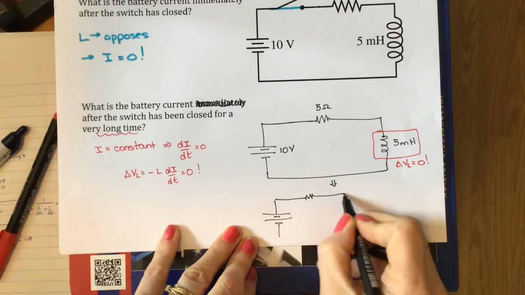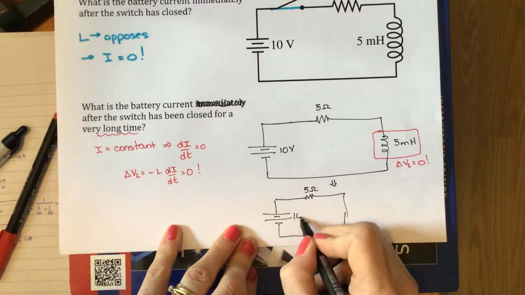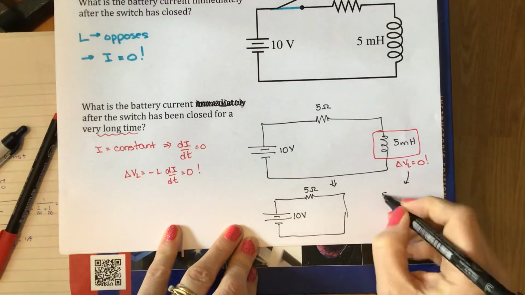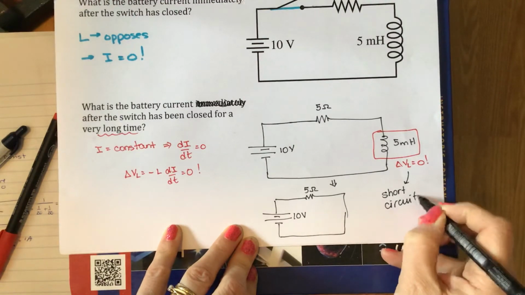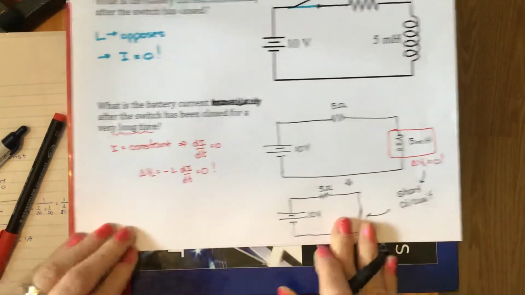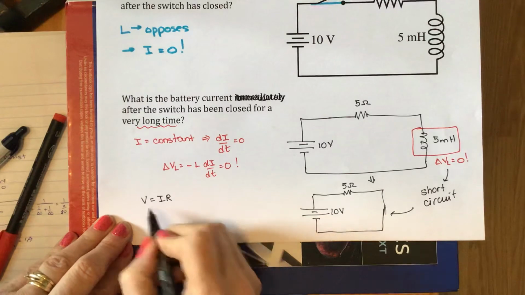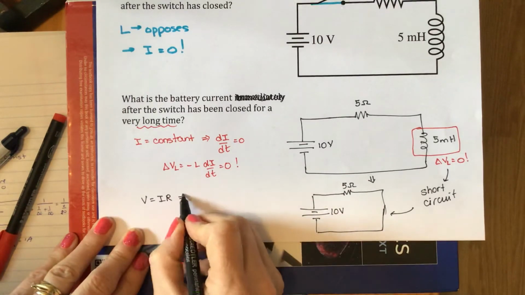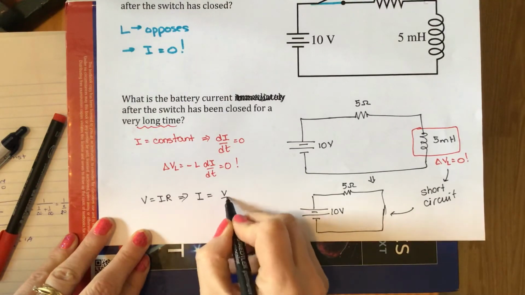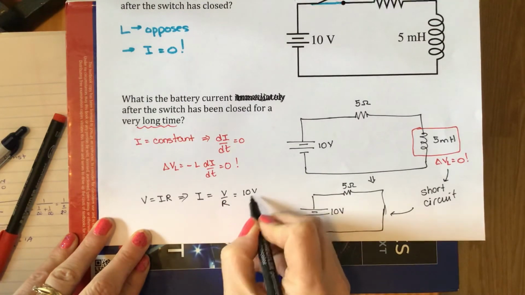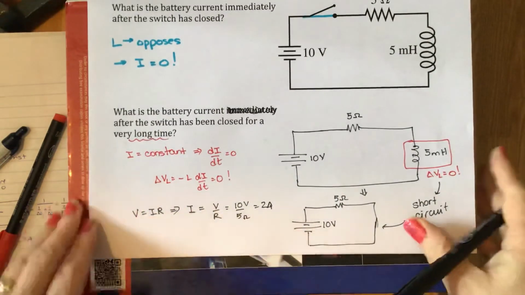So it means that our circuit really acts as if the inductor is not there at all. And we definitely know how to find the current in this case. From Ohm's law, V equals IR. V is going to be the potential across the resistor, which is going to be the whole 10 volts. So our current I is going to be V over R, 10 volts over 5 ohms, equals 2 amps. Okay, so that was a really simple example.